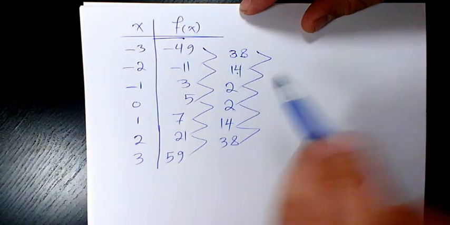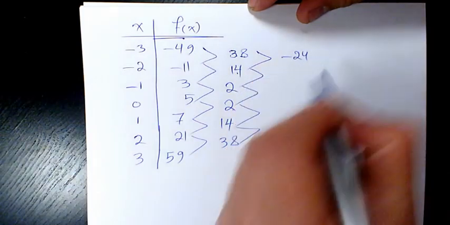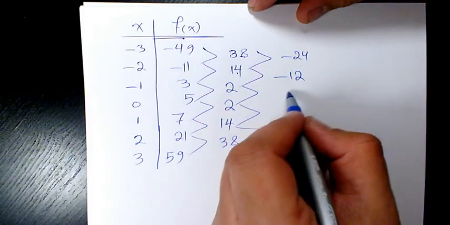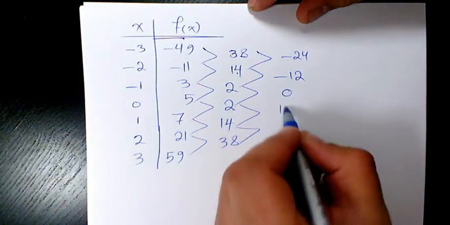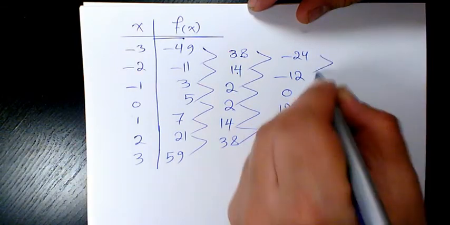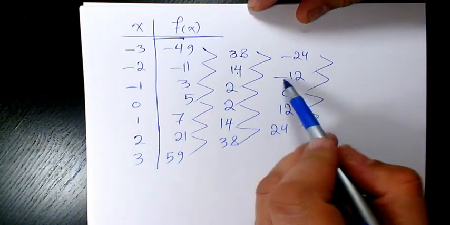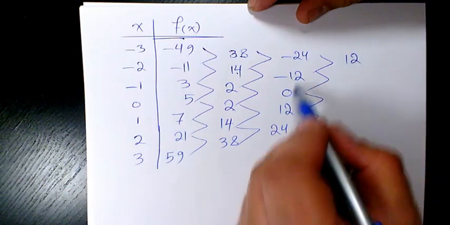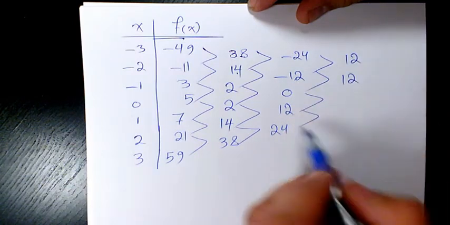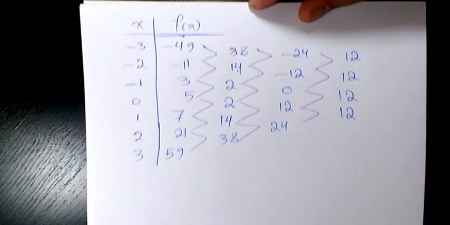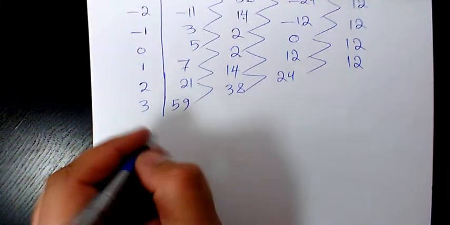14 subtract 38 is negative 24. 2 minus 14 is negative 12. 2 minus 2 is 0. 14 minus 2, 12. 38 minus 14 is going to be 24. Negative 12 minus negative 24 is positive 12. 0 minus negative 12, positive 12. 12 minus 0, 12. 24 minus 12, 12.